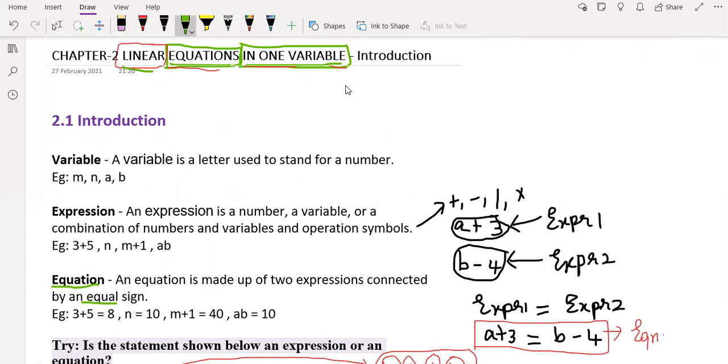Hope now the naming of the chapter is clear, and in further videos we shall see how to solve these equations to obtain the solutions.